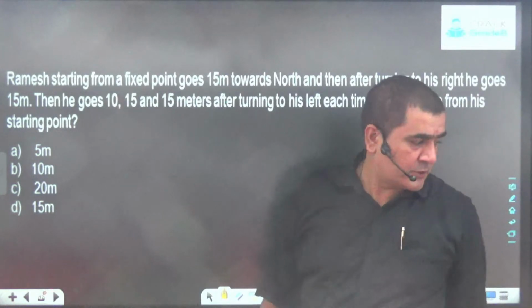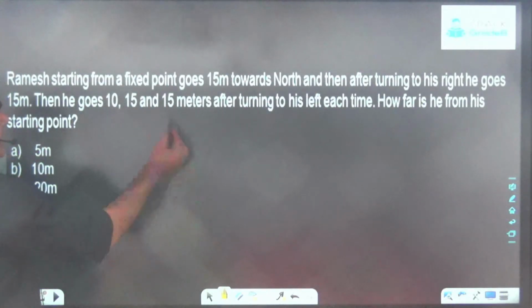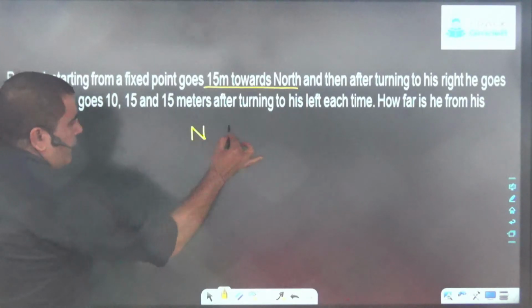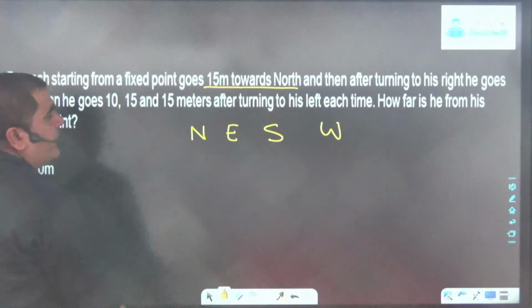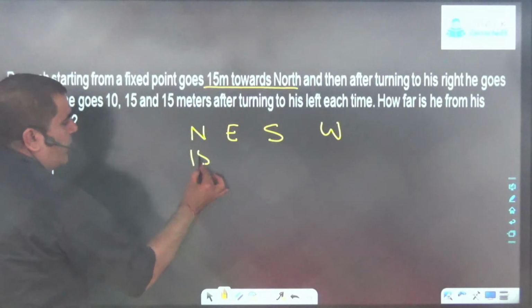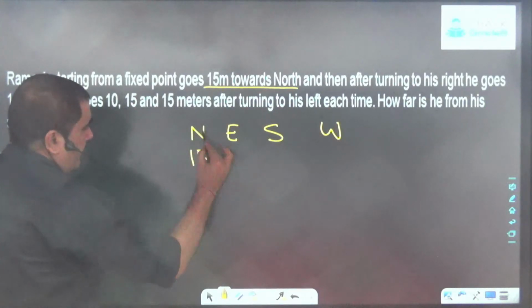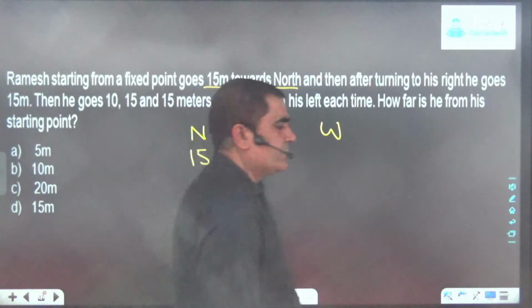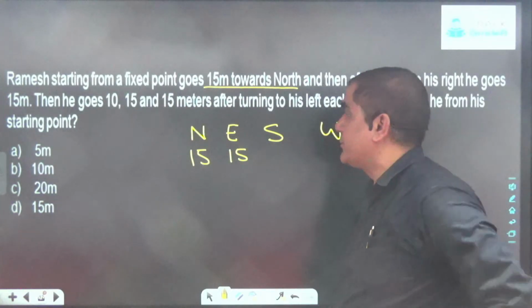What's the answer for this one? Here they're saying Ramesh, starting from a fixed point, goes 15 meter towards north. Okay, movement. Whenever they say the person has gone for this distance, it means the problem is based on movement. So initially he has gone 15 meter towards north. Then after turning to his right, he goes 15 meter. Right will be this one, so this goes 15 meter. So initially he has gone 15 meter north and then 15 meter east.